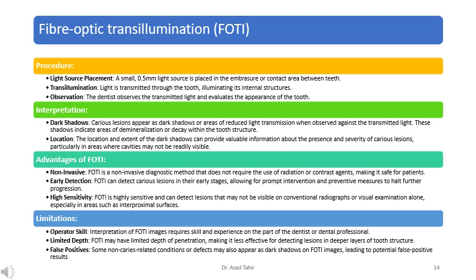Interpretation. Dark shadows: carious lesions appear as dark shadows or areas of reduced light transmission when observed against the transmitted light. These shadows indicate areas of demineralization or decay within the tooth structure. Location: the location and extent of the dark shadows can provide valuable information about the presence and severity of carious lesions, particularly in areas where cavities may not be readily visible.